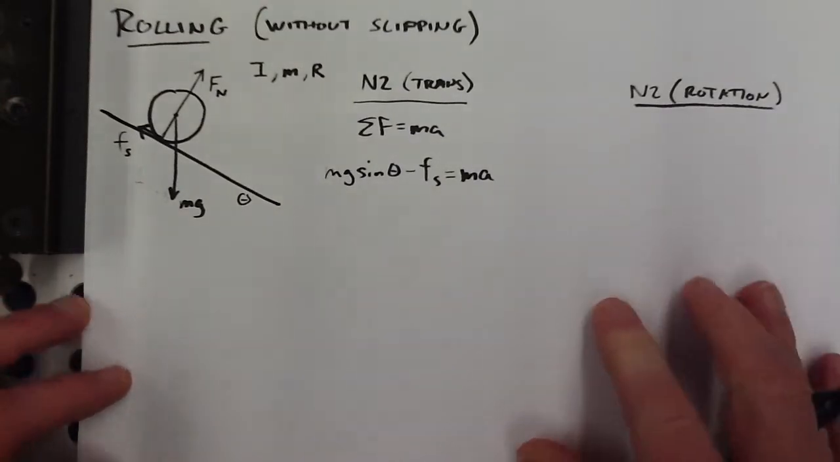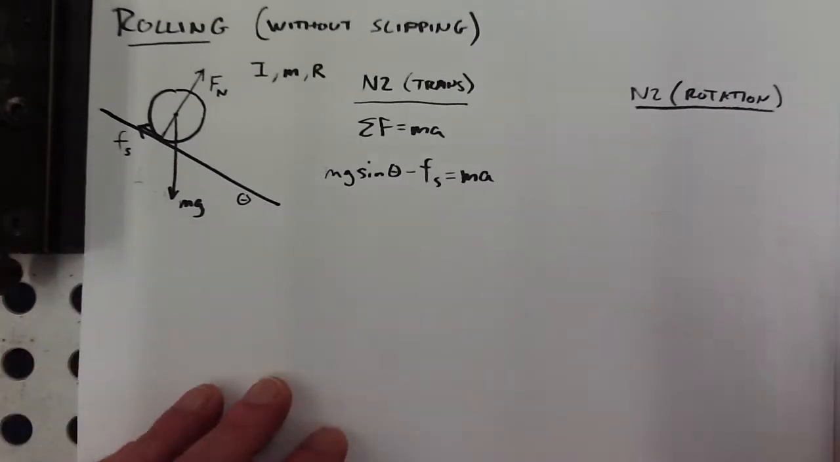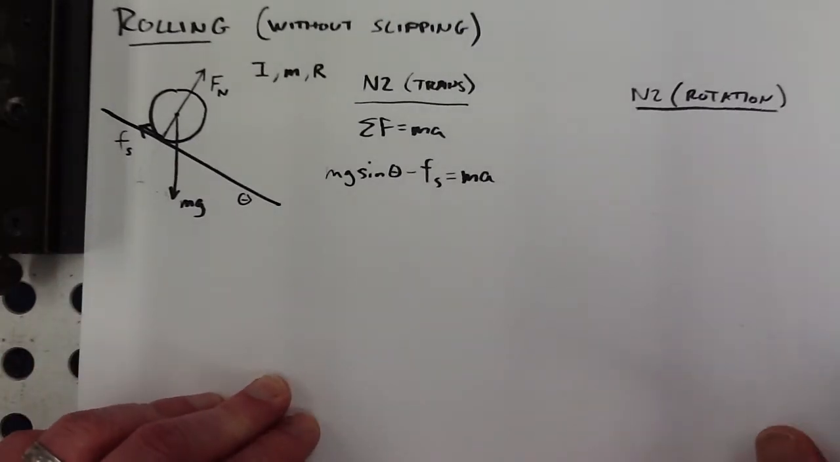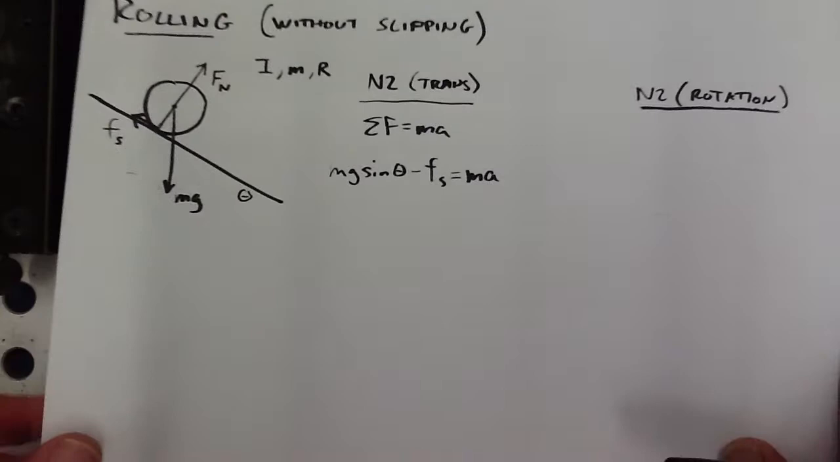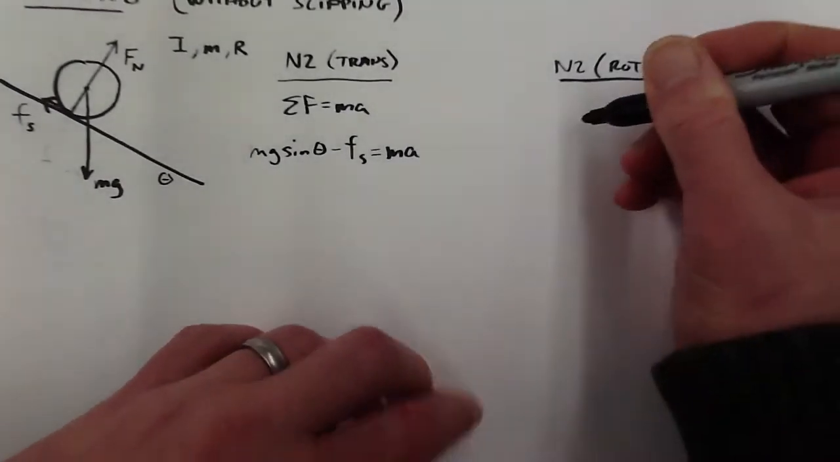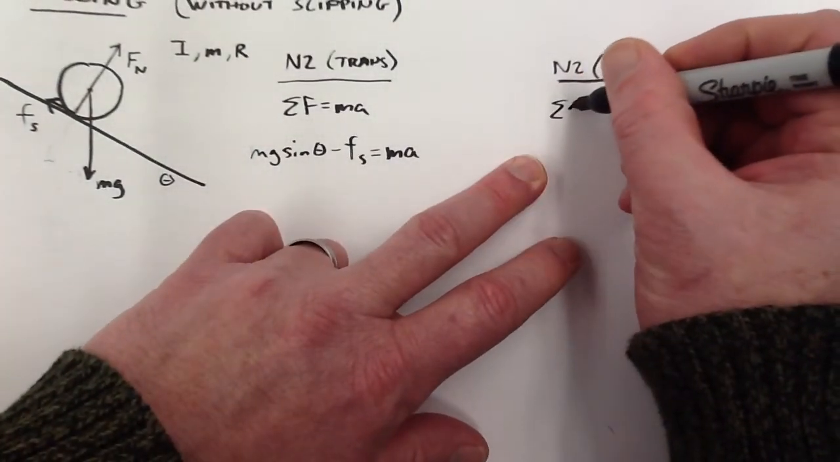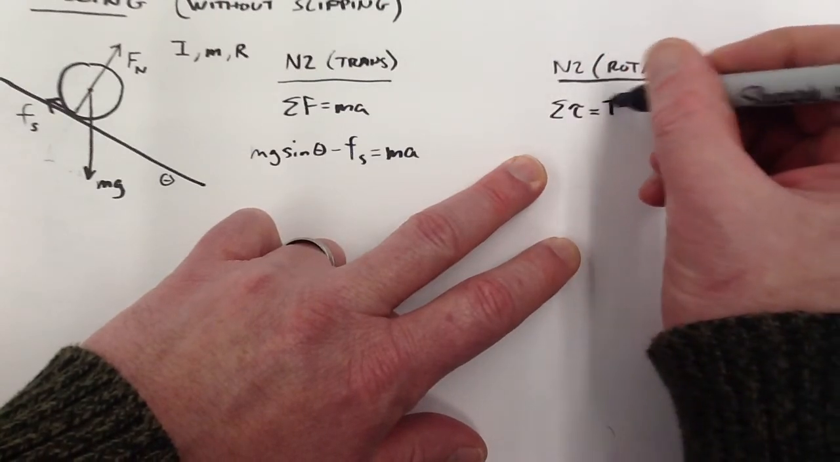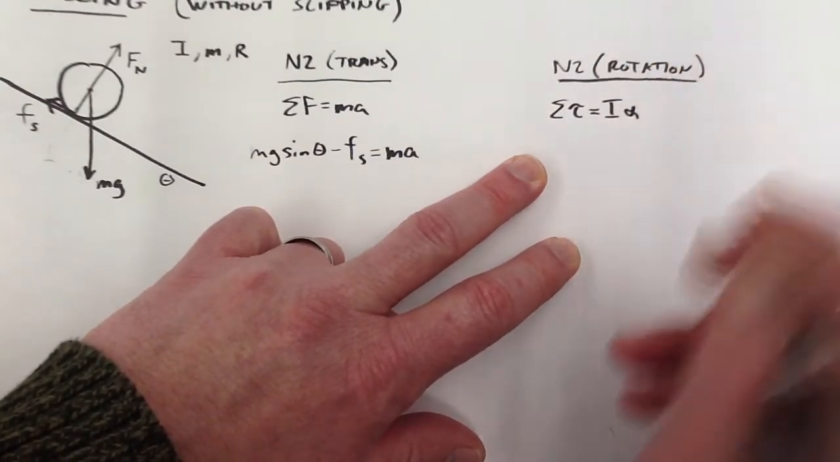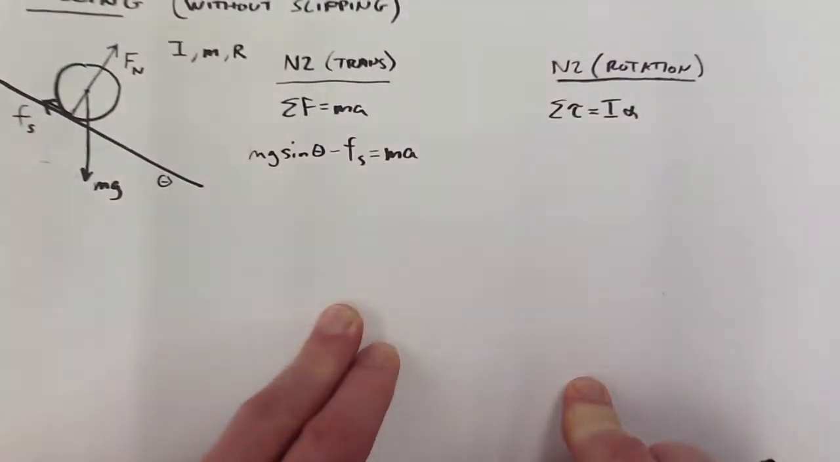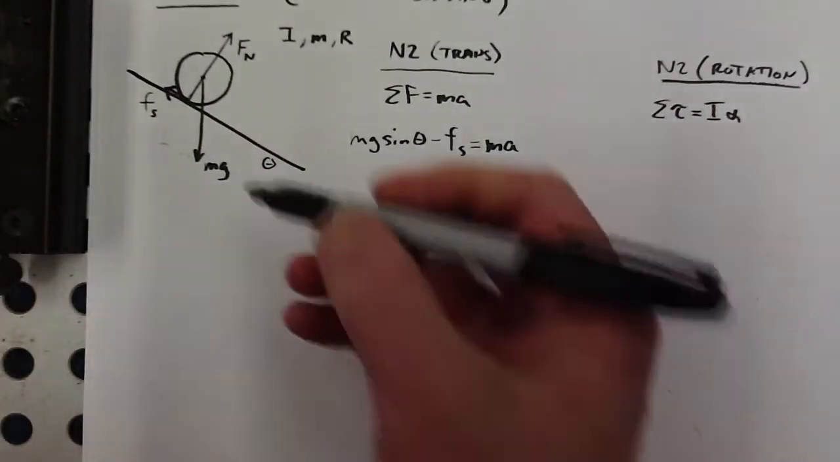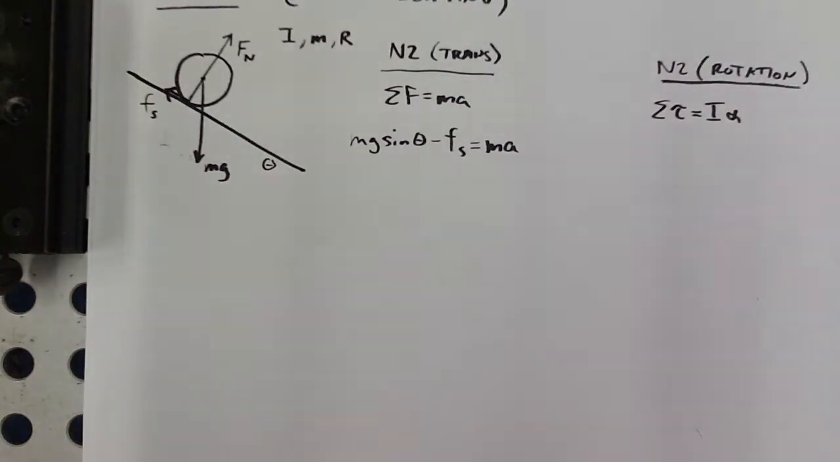And now how about the rotational form of Newton's second law? The sum of all torques is equal to I alpha. That's the rotational form of Newton's second law. So back to our force diagram here. Which of these forces is causing torque? Torque is equal to force times radius times the sine of the angle between those things.